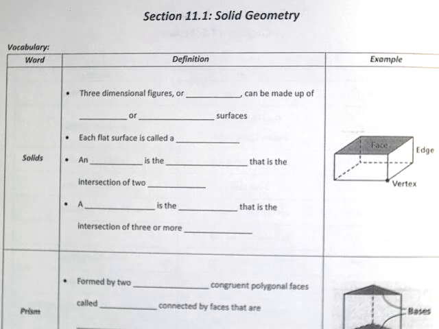Hey guys, welcome to Chapter 11. Chapter 11 is all about volume. In Chapter 10, everything was two-dimensional and we were able to calculate area of two-dimensional shapes. Now we're moving on to three-dimensional figures, and we want to be able to calculate the volume of those three-dimensional shapes.